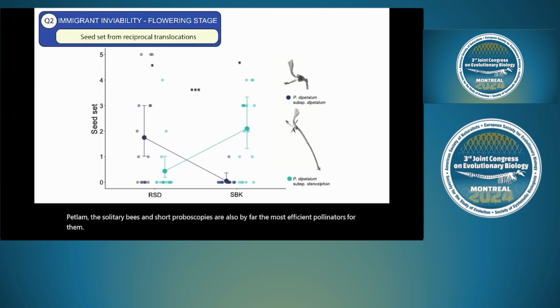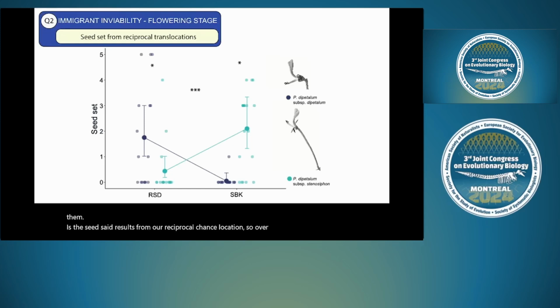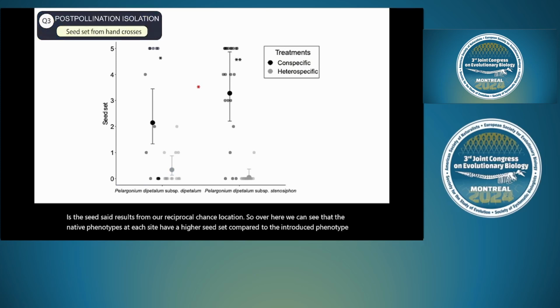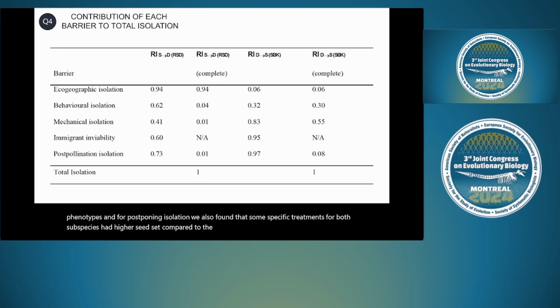This is the seed set results from our reciprocal translocation. Over here we can see that the native phenotypes at each site have a higher seed set compared to the introduced phenotypes. And for post-pollination isolation, we also found that conspecific treatments for both subspecies had higher seed set compared to the heterospecific treatments.